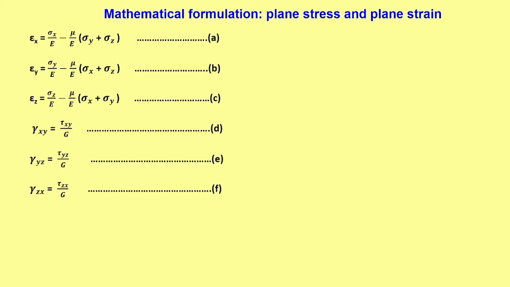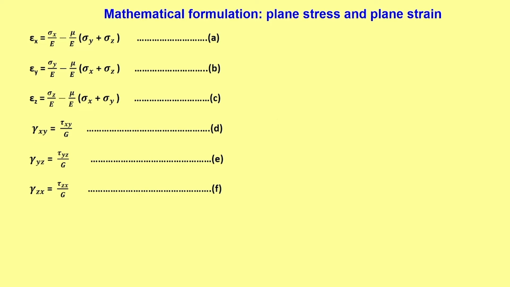So, we will start with the general linear elastic equations, where epsilon x is related to sigma x, sigma y and sigma z as given. So, epsilon x is equal to sigma x by E minus mu by E into (sigma y plus sigma z). This is where we start with a typical linear elastic problem. Similarly, we have epsilon y, epsilon z, and the engineering shear strains gamma xy, gamma yz and gamma zx.